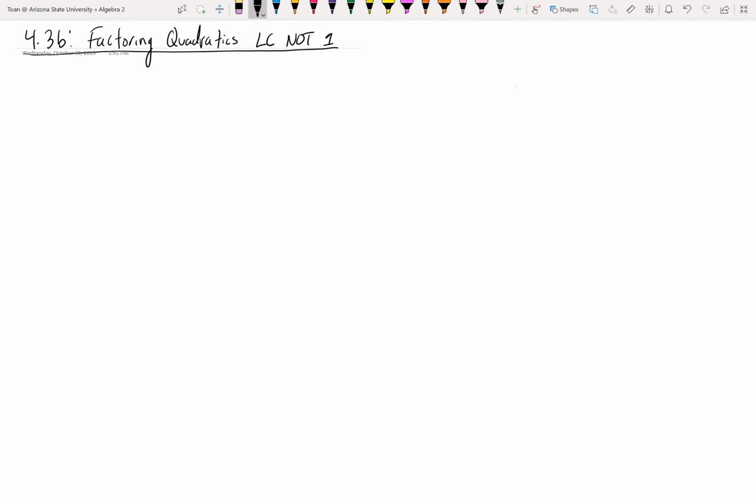So the second half of 4.3 will be factoring quadratics just like we did yesterday, but the only difference is that the leading coefficient is not 1. There's going to be a number in front of the squared term. Now this is a topic that is notoriously difficult for students for some reason, and there are a bajillion different ways you can do this.